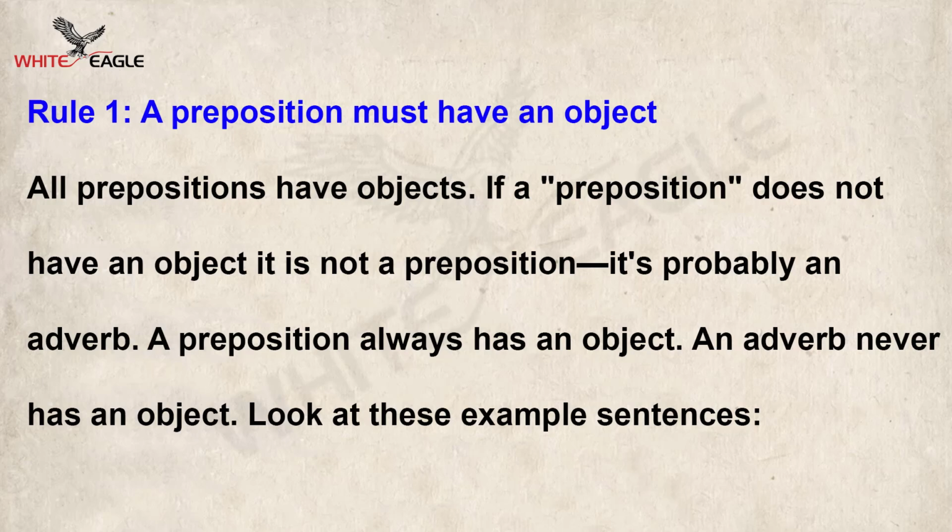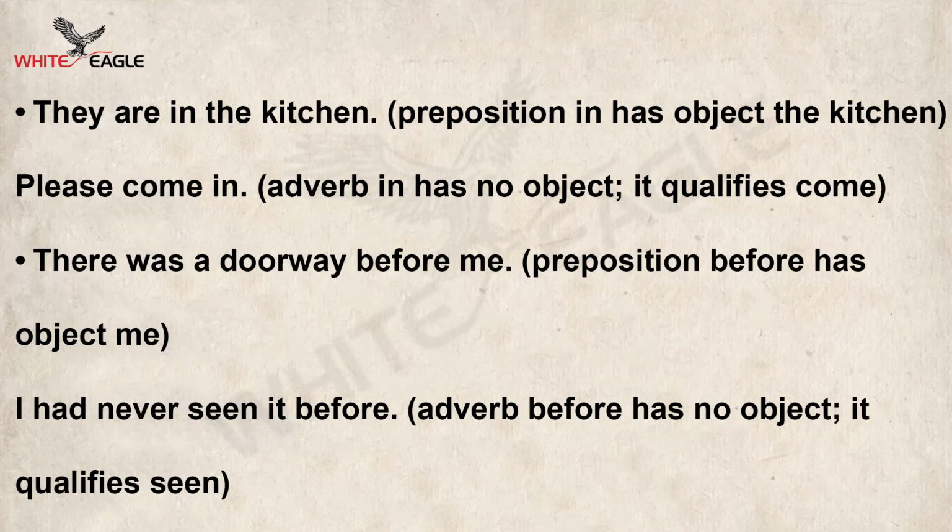All prepositions have objects. If a preposition does not have an object, it is not a preposition. It's probably an adverb. A preposition always has an object. An adverb never has an object. Look at these example sentences. They are in the kitchen. Preposition in has object the kitchen. Please come in. Adverb in has no object, it qualifies come.